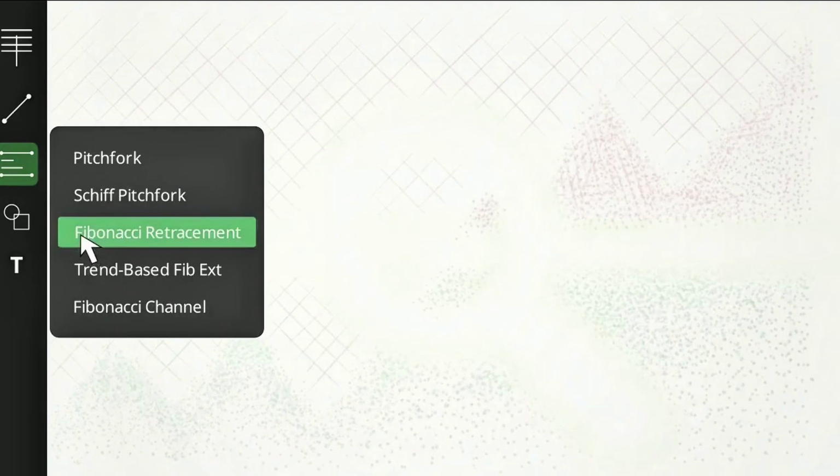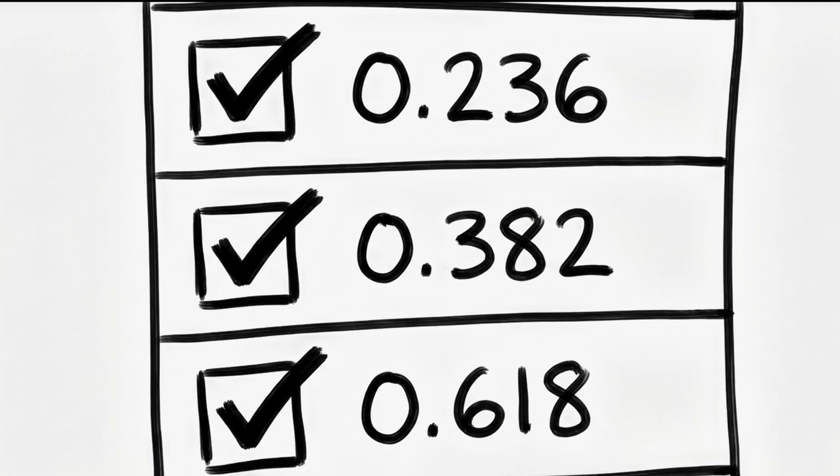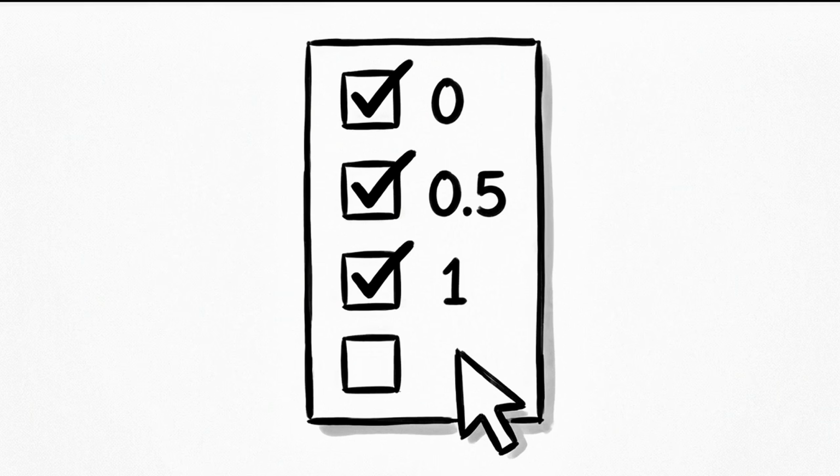Step 1 is setting up our filter. Go to your charting software and select the standard Fibonacci Retracement tool. We are going to clear out almost all the default math. Look at this settings menu. Uncheck every single box except for the 0, the 0.5, and the 1.